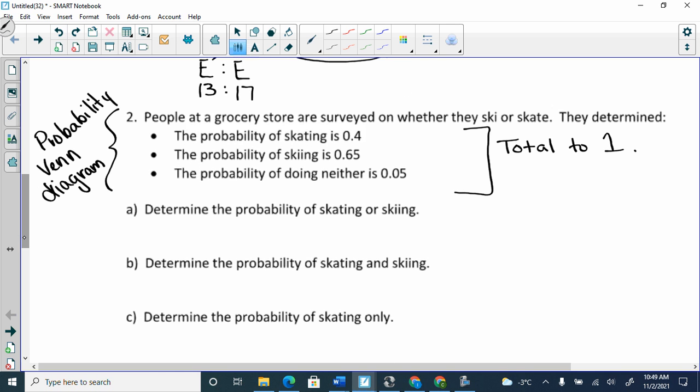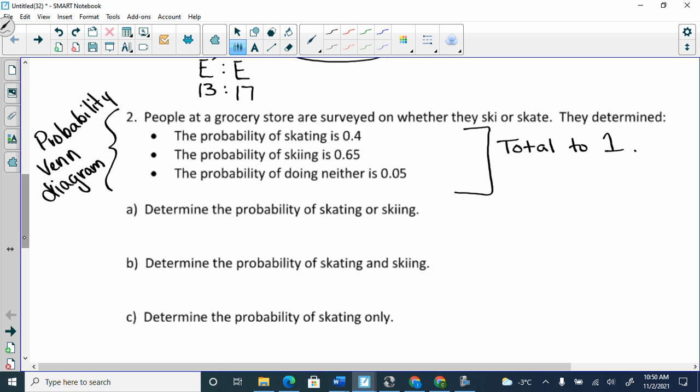So this one here says, people at a grocery store are surveyed on whether they ski or skate. They determined the probability of skating is 0.4. The probability of skiing is 0.65. The probability of doing neither is 0.05. So it sounds like a Venn diagram, correct? But it just has the word probability. Same thing as before, but now they need to total to 1.